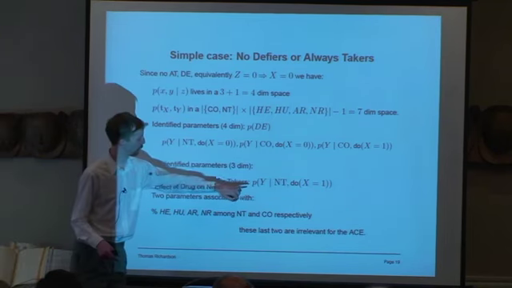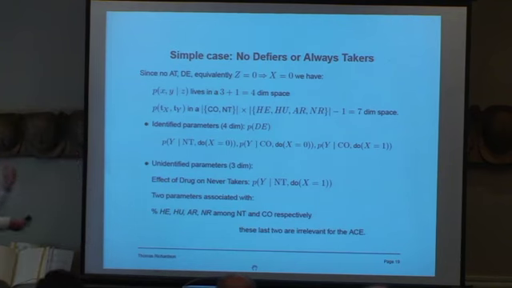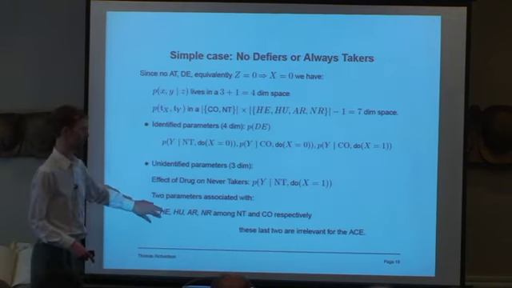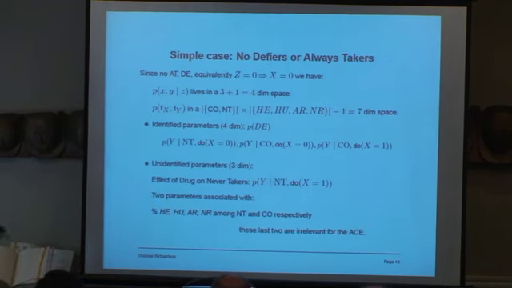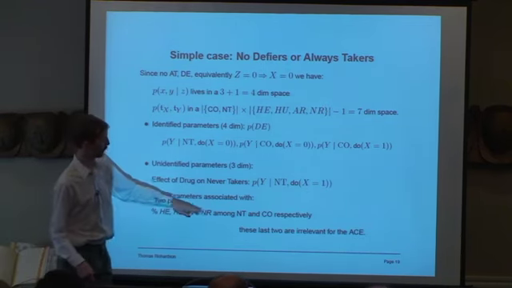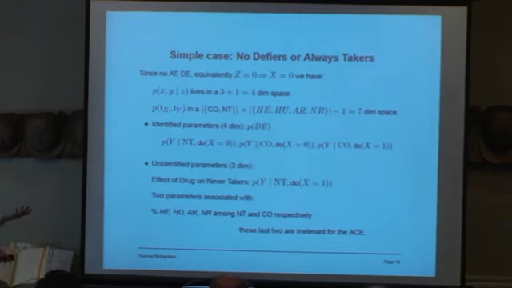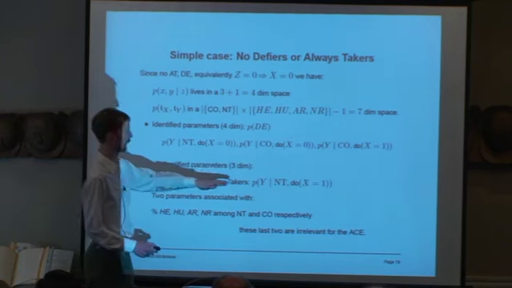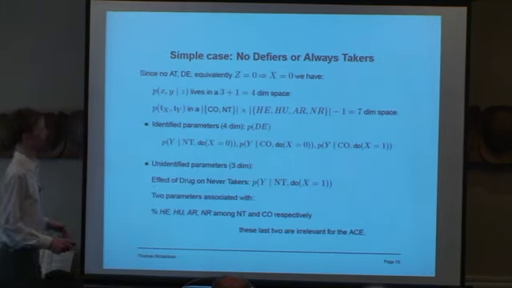One of the missing dimensions can be thought of as the effect of the drug on never takers. And then there are 2 other parameters that are associated with the proportion of helped, hurt, always recover, and never recover amongst never takers and compliers. And those are irrelevant for the ACE, those last 2 parameters. So we've basically got one unidentified parameter, and it's completely disconnected from the data.